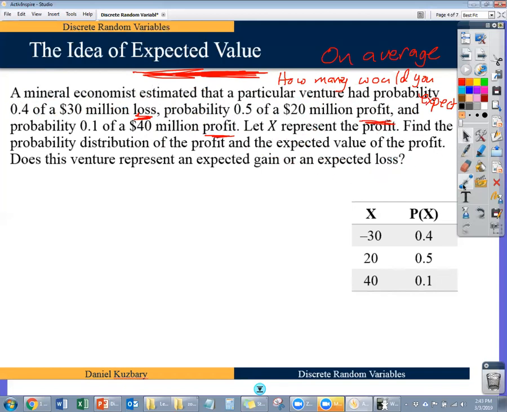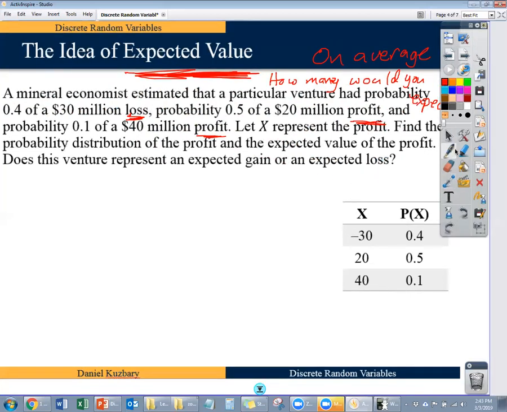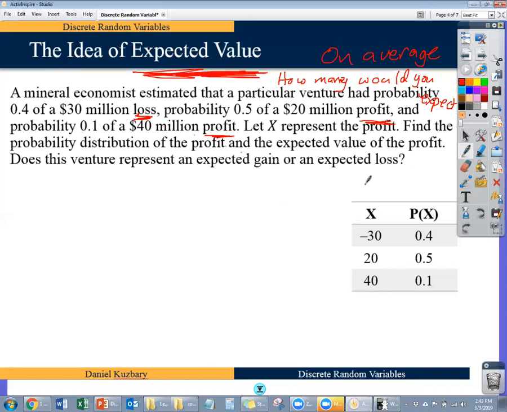So I've already found the distribution down here for us. We've got three different values that we could get from the venture. We could lose $30 million. That's the $30 million loss. See how that's negative? We could gain $20 million, or we could gain $40 million. Those are the three possible outcomes. The probabilities associated with those outcomes come straight from the problem. So 0.4 is associated with the negative 30, 0.5 with the 20, and 0.1 with the 40.